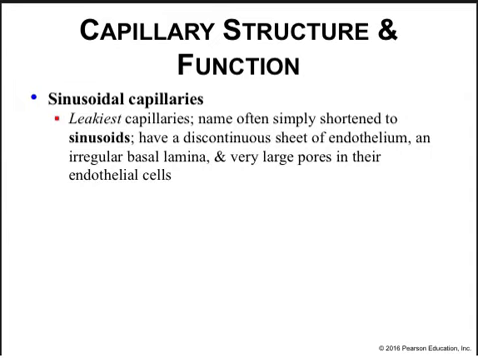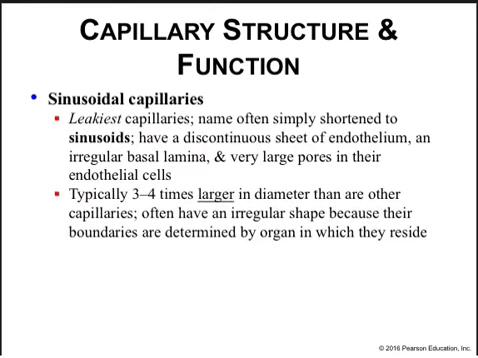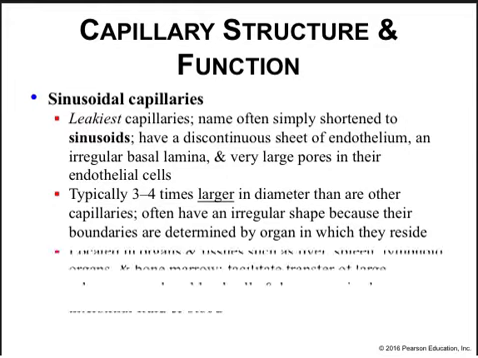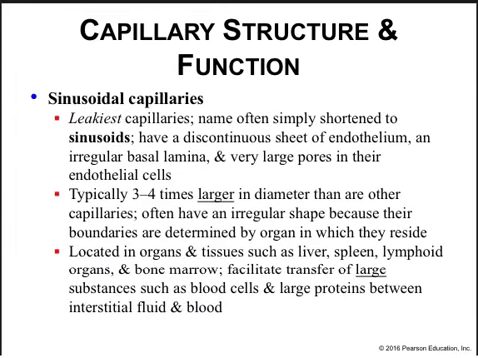Sinusoidal capillaries are the leakiest. The name is often simply shortened to sinusoids. They have a discontinuous sheet of endothelia, an irregular basal lamina, and large pores in their endothelial cells. They're typically 3 to 4 times larger in diameter than other capillaries and have an irregular shape because their boundaries are determined by the organ they sit in. They're located in organs and tissues such as the liver, the spleen, and lymphoid organs, as well as the bone marrow, and facilitate the transfer of large substances such as blood cells and large proteins between the interstitial fluid and the blood.